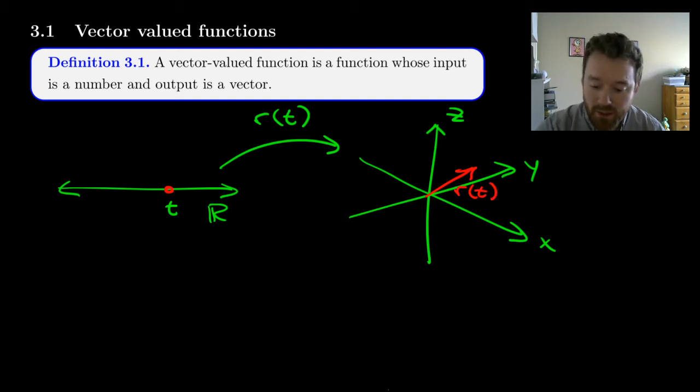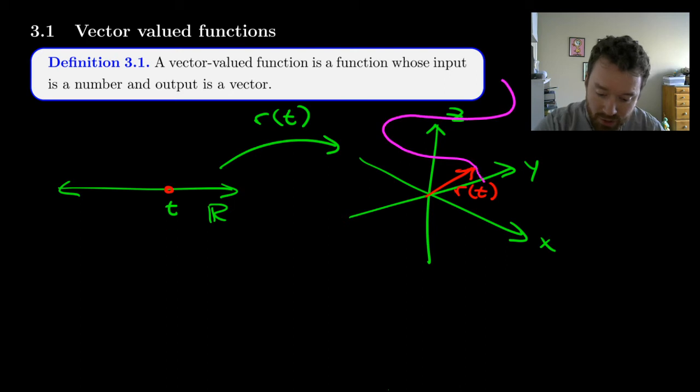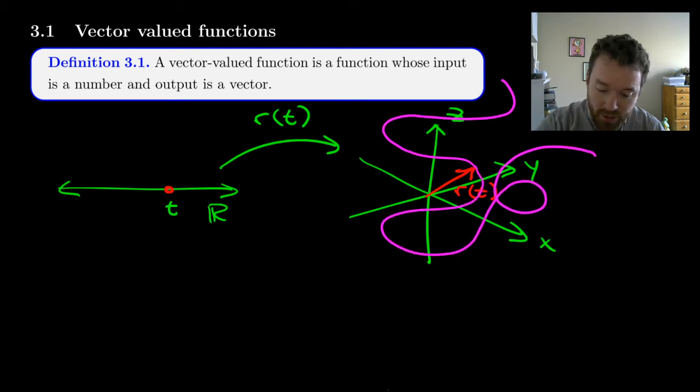Okay, and so of course we can look at one input. It's a function, so we can plug in lots of inputs. Maybe as I collect all of these vectors together, I find that the tips of this vector do something like that, right? It just, through space, is flying around. We've actually already seen some examples of this. We've seen at least one example of this.